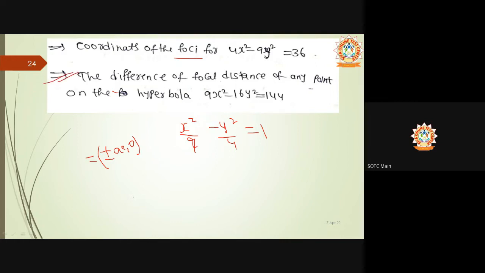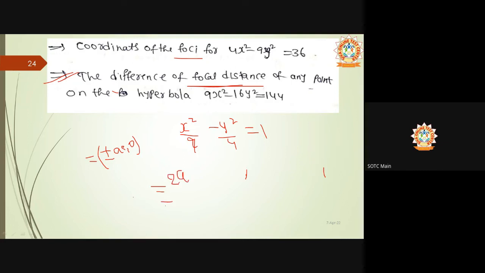The difference of focal distances of any point on the hyperbola 9x square minus 16y square is equal to 144. So focal distance means, what? The distance from the two focal points. So that is nothing but your length of the transverse axis, or we can say major axis. So it will come simply here. What is the A value? It is 2A.